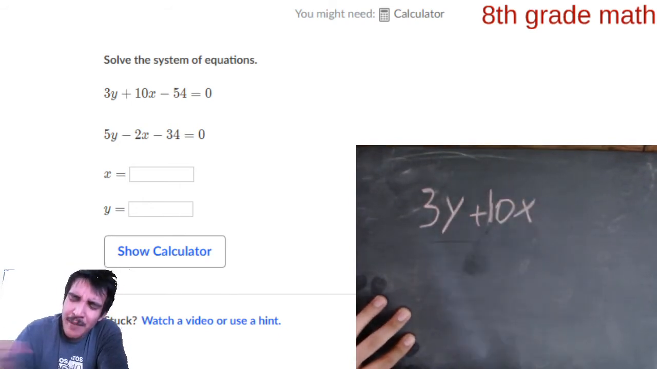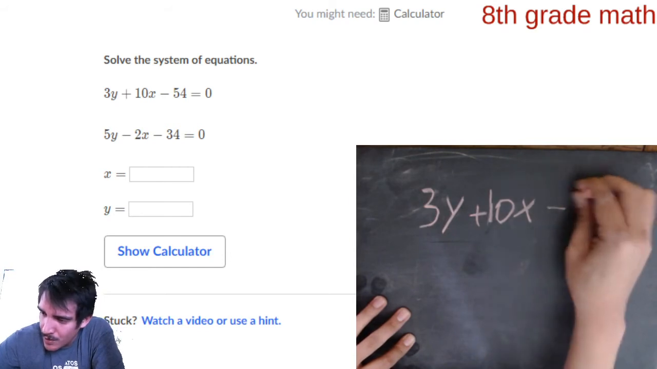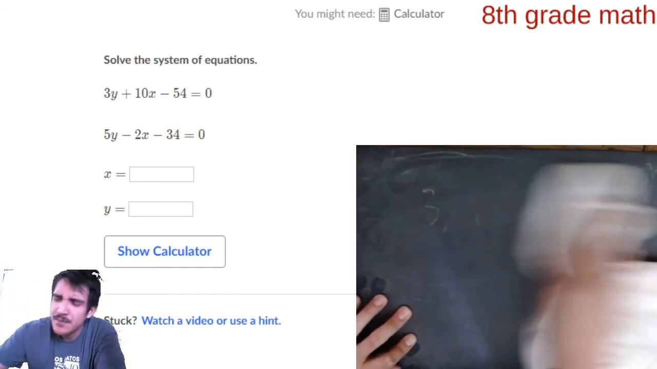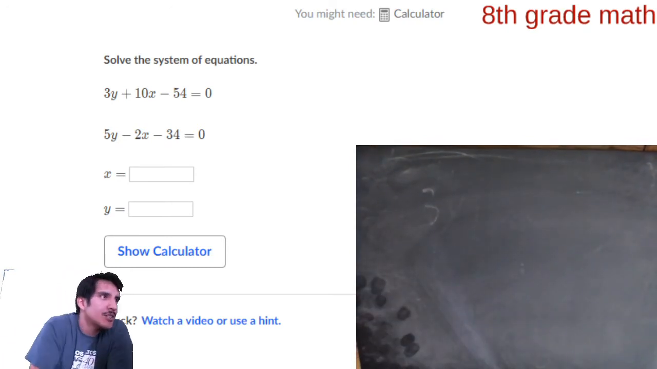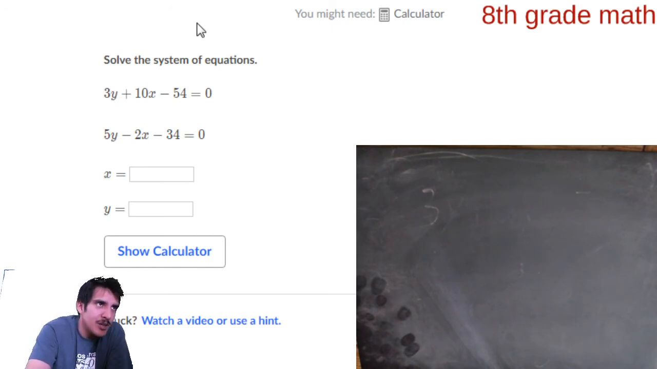So 3y plus 10x minus 54. As a matter of fact, should I do that? Should I show you guys how to do that? Yeah, let's do it, because I don't feel like turning this into opposites right now. I want to also show you how to do the graphing one. So 3y plus 10x minus 54 equals 0.